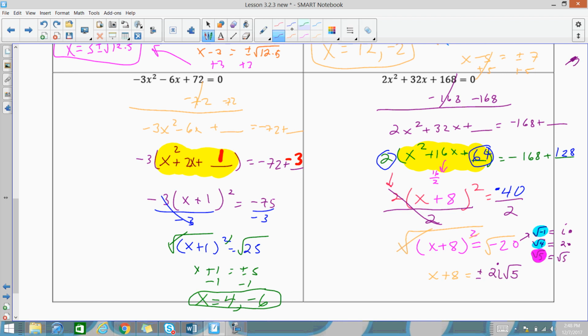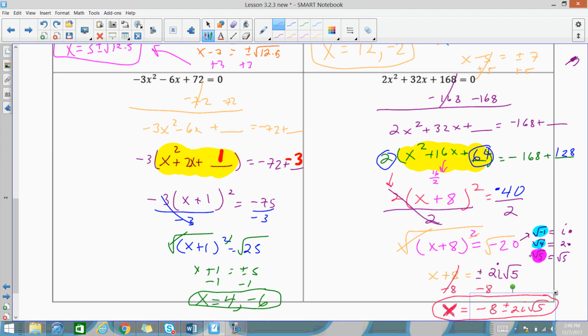So now, our last step is we're going to subtract 8, subtract 8. Now, some of you are like, oh my God, how am I going to do that? Well, this is easy. Ready? This 8 and plus or minus 2i root 5 can't combine. So your answer is just going to be negative 8 plus or minus 2i root 5. And there you go. Now, if you got that before I did it, that is unbelievable. If you didn't, this is probably the hardest one.